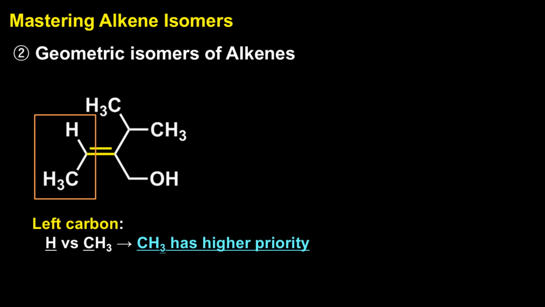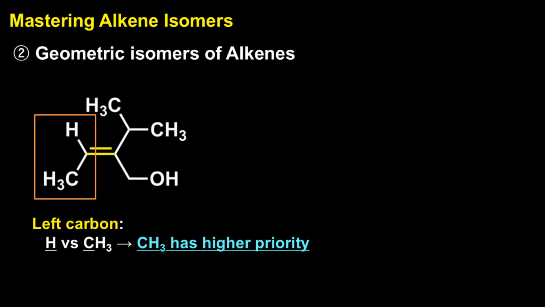Let's go ahead and apply the CIP rules to the example we just looked at. We'll start with the left carbon of the double bond. This carbon is bonded to a hydrogen and a methyl group, and a methyl group is just a carbon attached to 3 hydrogens. Now here's what we do.